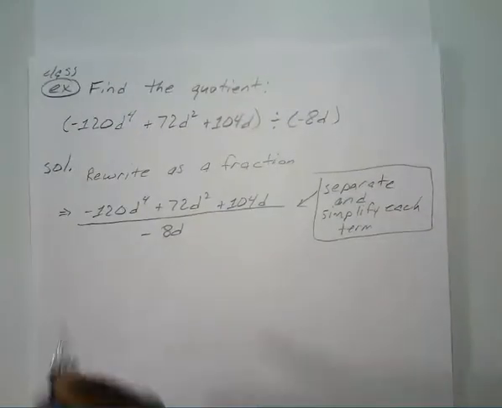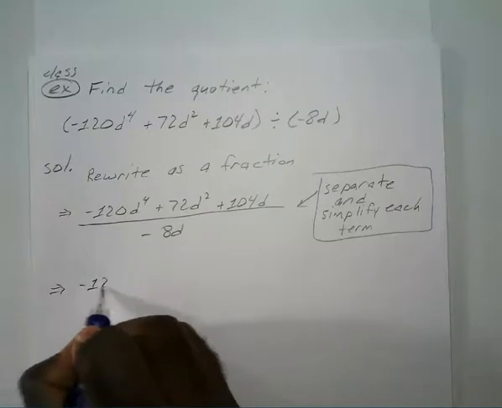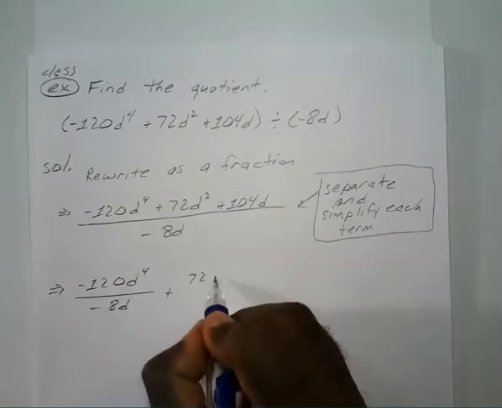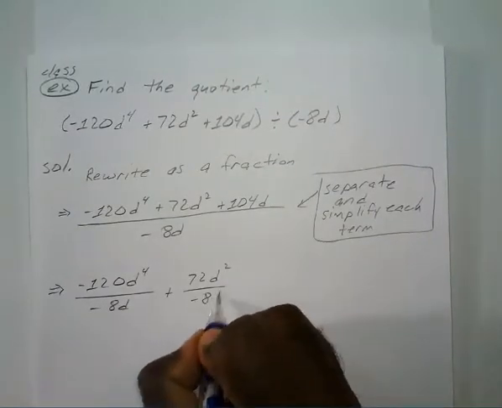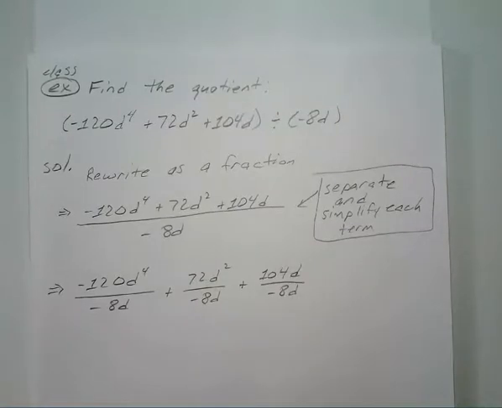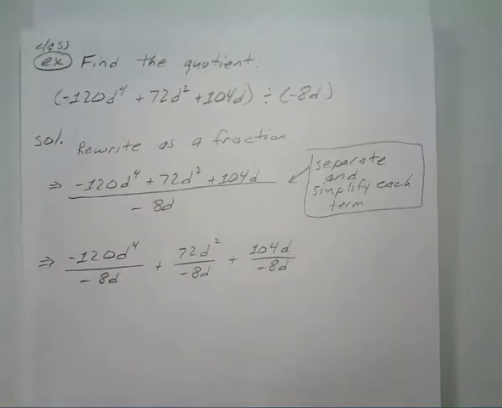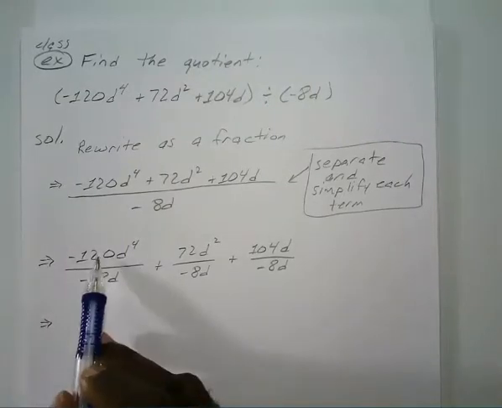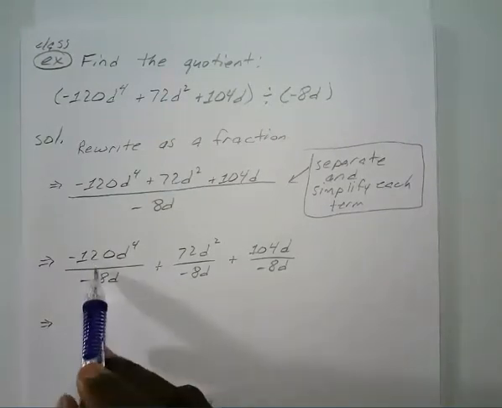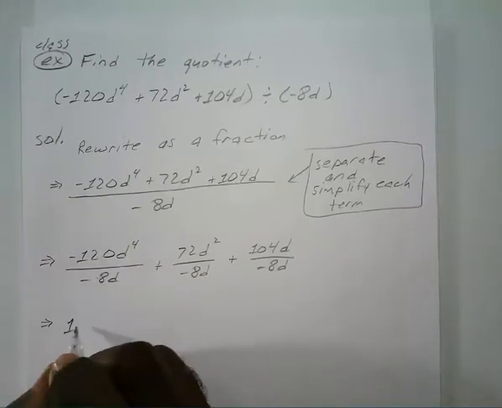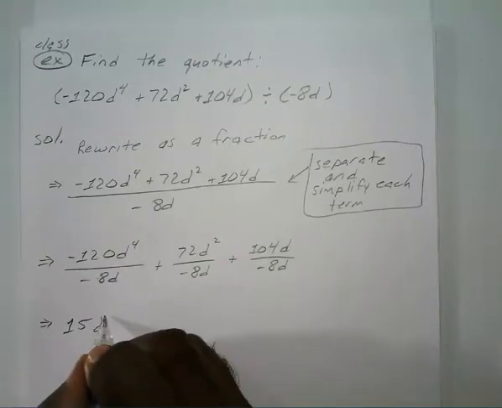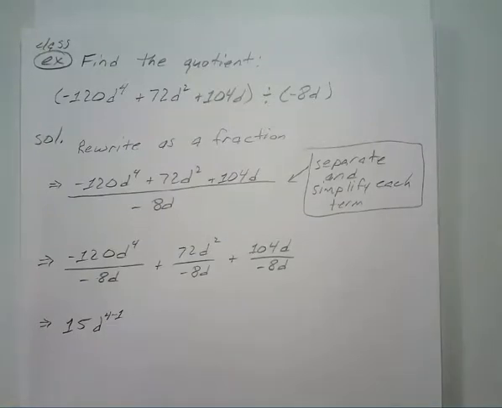Alright, so just like we did before, you have negative 120 d to the fourth over negative 8d, plus 72 d squared divided by negative 8d, plus 104d divided by negative 8d. Simplifying each term, we have negative 120 divided by negative 8. Negative divided by negative is positive, so we'll have a positive number here. 120 divided by 8 is 15. And d to the fourth divided by d is d to the 4 minus 1, since d is just d to the first power.